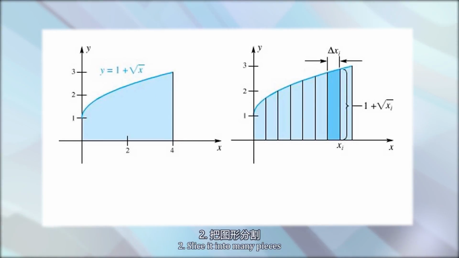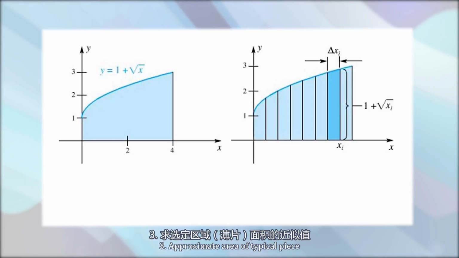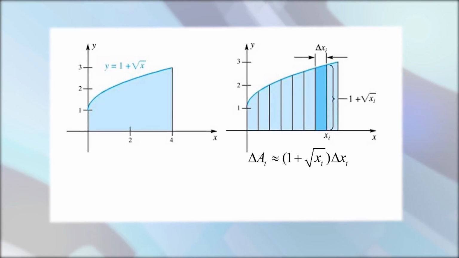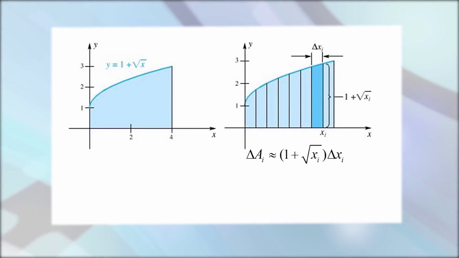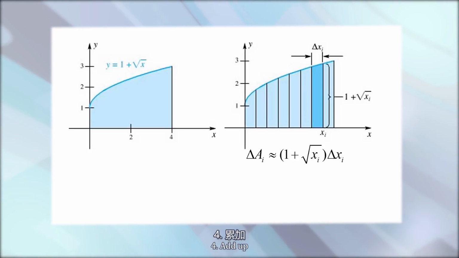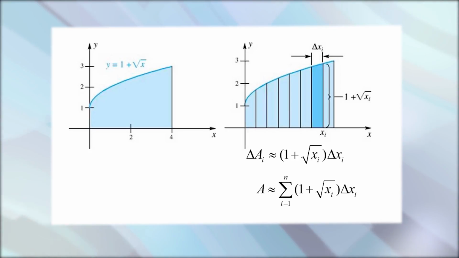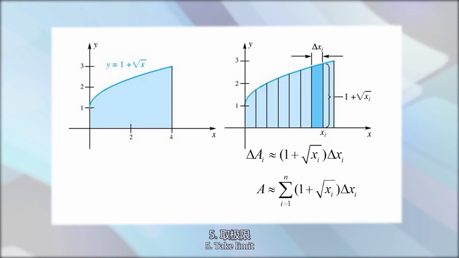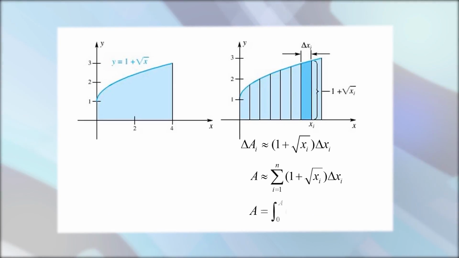Second, we slice it into many pieces. Then, the third one is to approximate the area of the typical piece, such as this one. We approximate the area like a rectangle. And the fourth step, add up all the areas. Then we have this sum. So A is approximately equal to this. The last step, we take the limit and we get the definite integral.